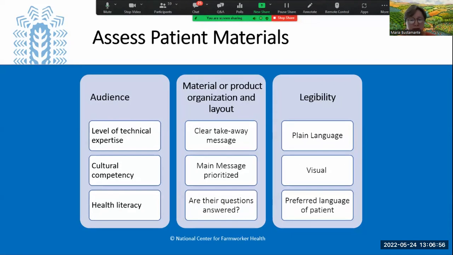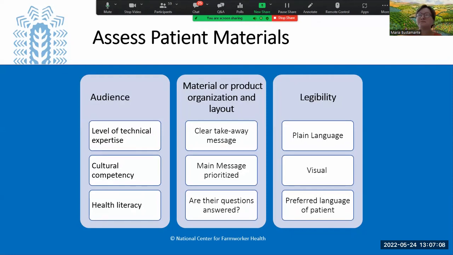It needs to be in plain language. We're not going to give a 10-page manual to a patient on how to operate their monitoring machine and expect them to read it and understand it. So it has to be visually appealing and colorful, easy to understand, and in their preferred language. So there was a mention about English, Spanish, and taking into consideration that maybe none of those languages is the right one for that patient.